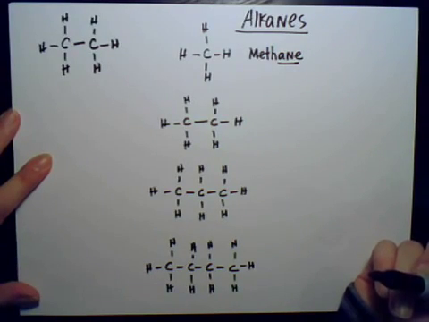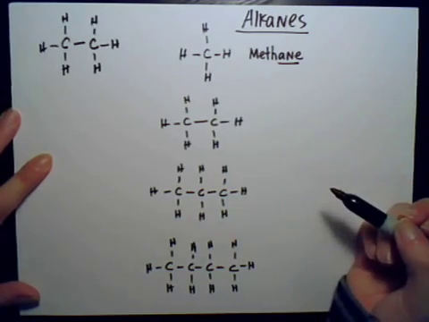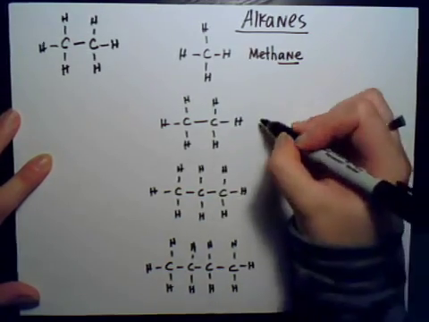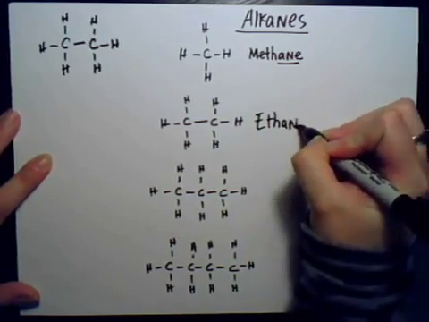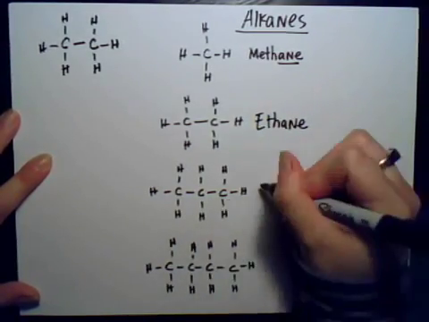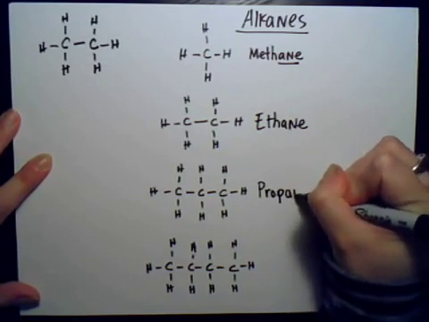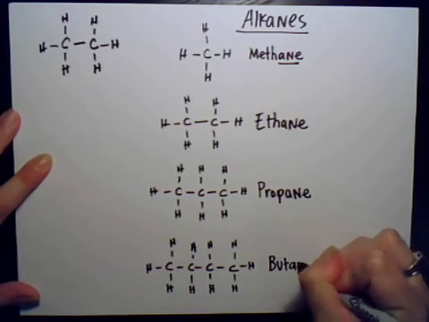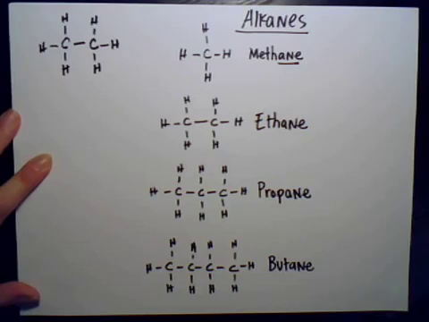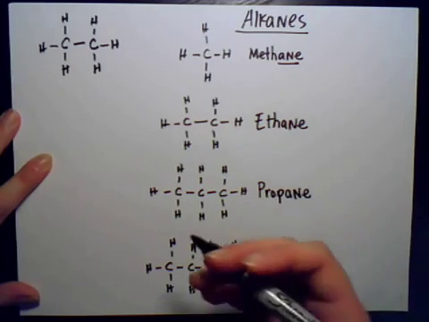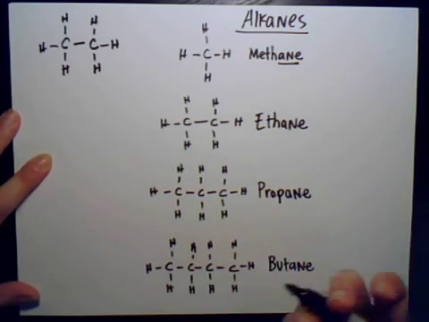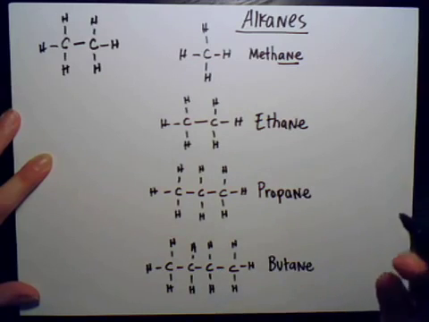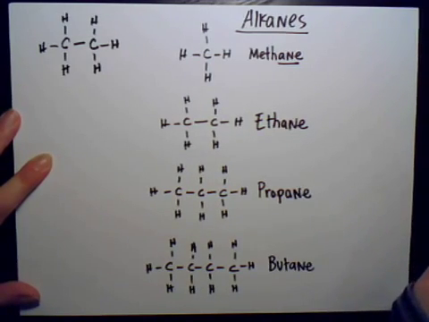So, meth, eth, pro-bu. The first one with just 1 carbon is methane. If it has 2 carbons, it's ethane. If it has 3 carbons, it's propane. And if it has 4 carbons, it's butane. After that, it's pretty simple: 5 pentane, 6 hexane, 7 carbons heptane, 8 carbons octane, 9 nonane, 10 decane, and so forth, depending on how many carbons you have in that chain.